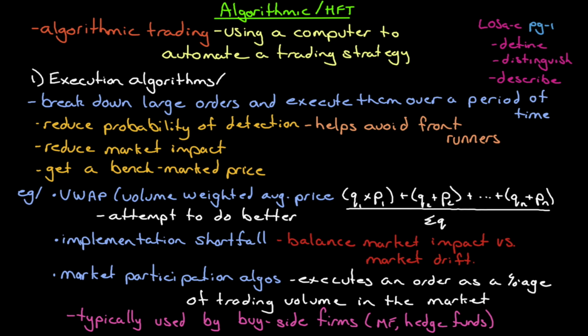And algorithmic trading is the use of a computer to automate a trading strategy. So basically, the computer is not going to think. The computer has no intuition. It's simply going to perform a series of steps that you've already pre-programmed.